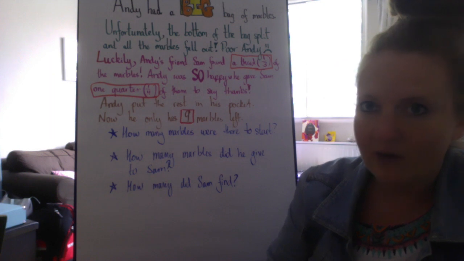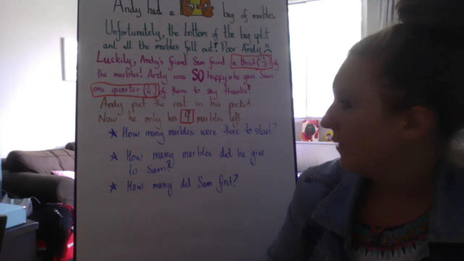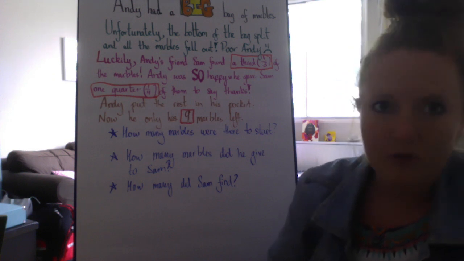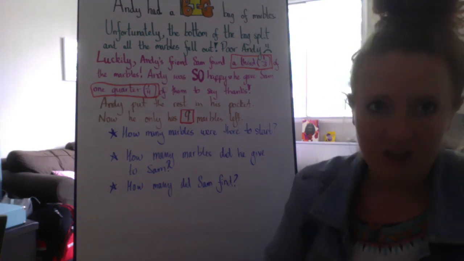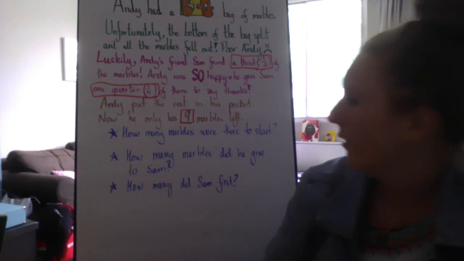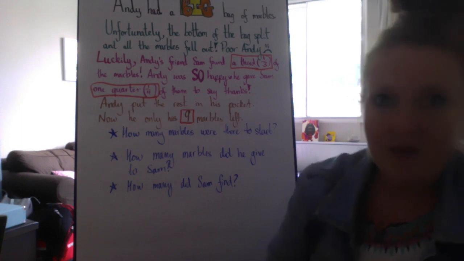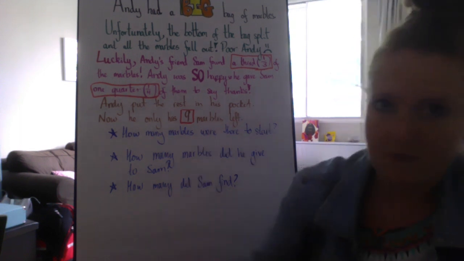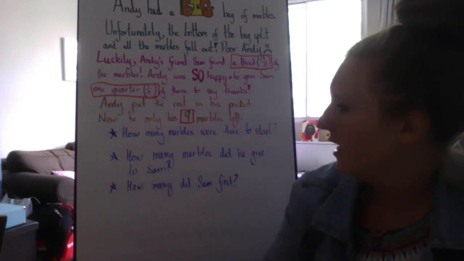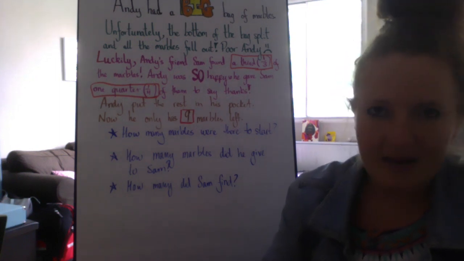Now today we're going to find out 3 different things. One thing that we need to find out is how many marbles were there to start. How many did he have in his bag before it broke? Second thing is how many marbles did he give to Sam? So Sam found some, he gave him a certain amount, so we need to find out how many that was. And last, how many did Sam find?